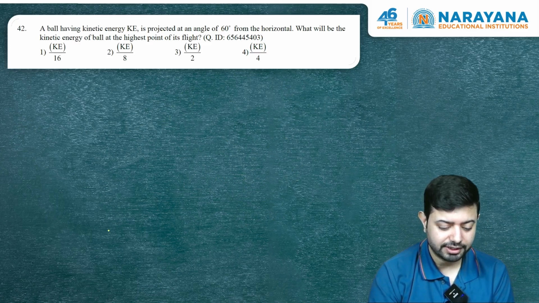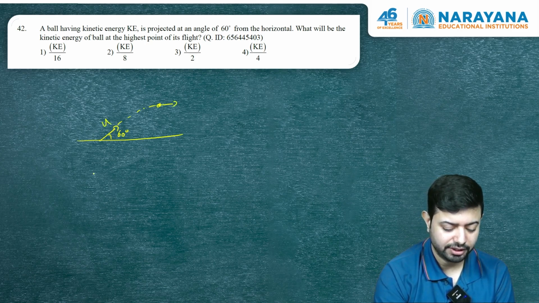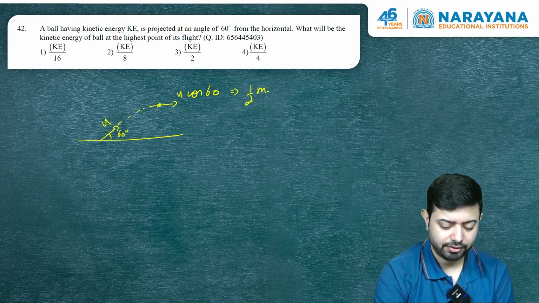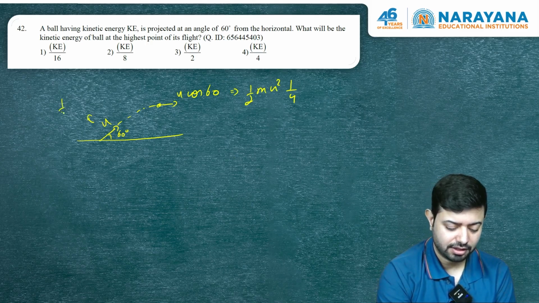A ball having kinetic energy k is projected at an angle 60 degree. So, it will go and then what will be the kinetic energy of the ball at the highest point? Let us say speed here is u, at the highest point it will be u cos 60 left only, the horizontal one. So, what is the kinetic energy at this moment? Half m u square cos square 60, which is 1 by 4, and what is the kinetic energy here? Half m u square.